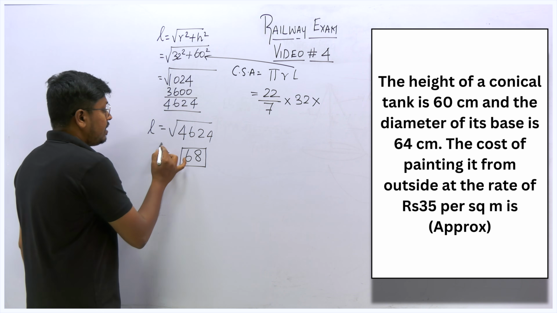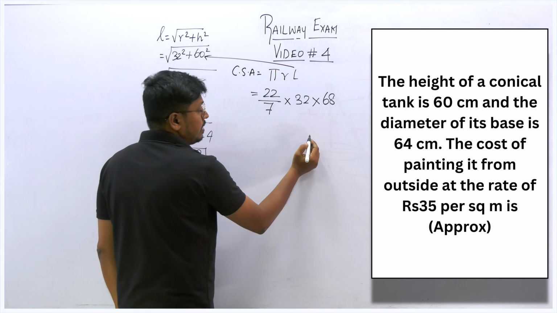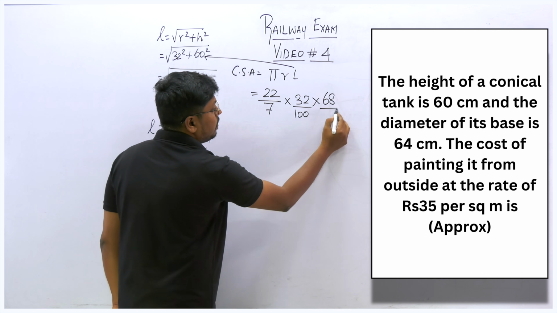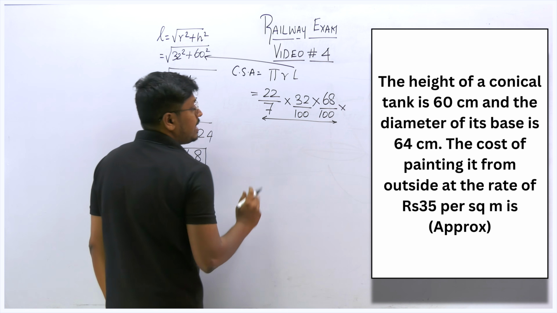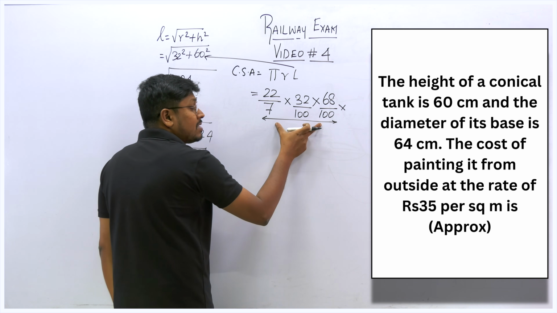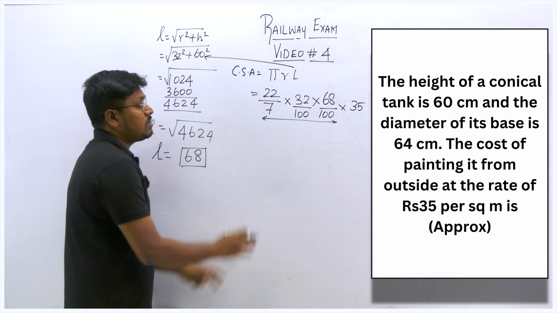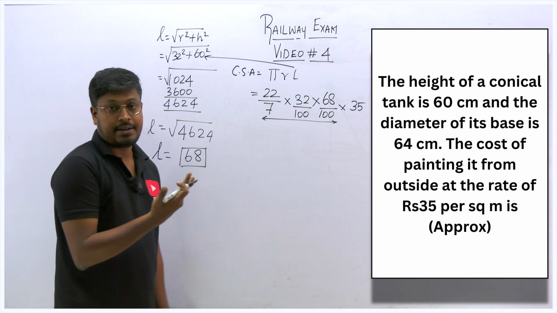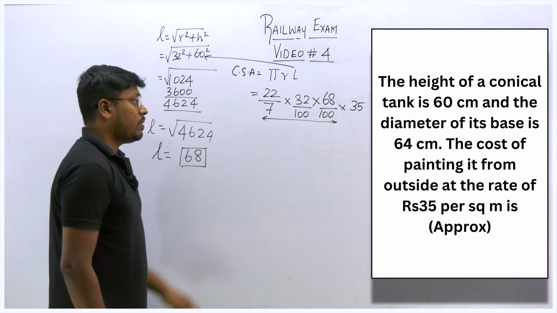So here we have learned the slant height is equal to 68. So for l, substitute 68 here. Remember one thing, these two values are in centimeter, so convert into meter by dividing by 100. This will be the curved surface area of the conical tank. For this complete area, the painting cost for 1 square meter is 35, so multiply by 35. That's it. If you multiply it, we will get the total painting cost for the outer surface area of the conical tank. That too we have to find as an approximate value.